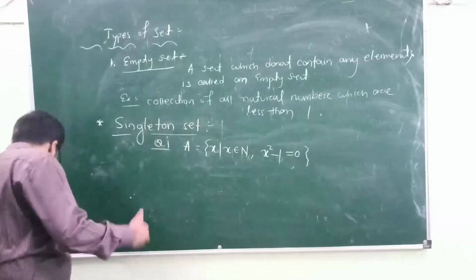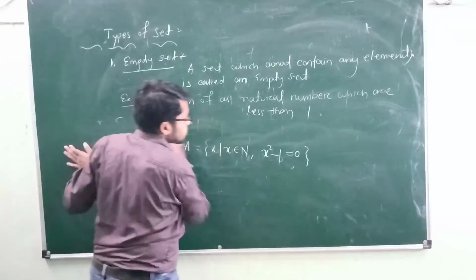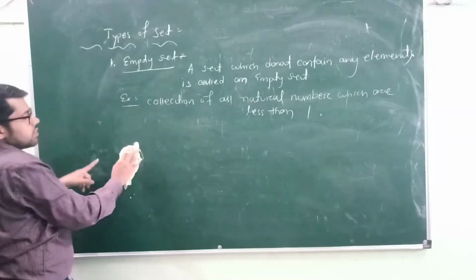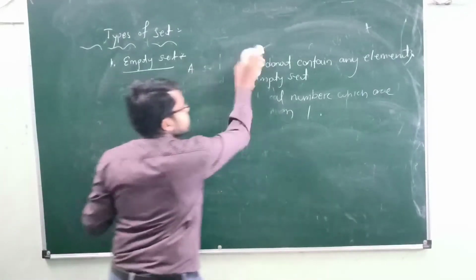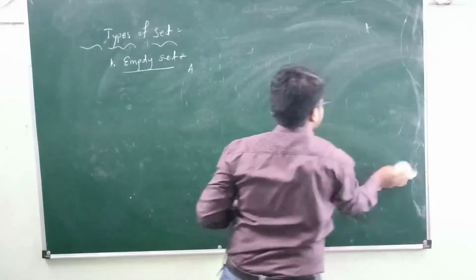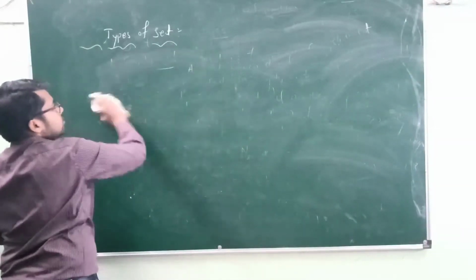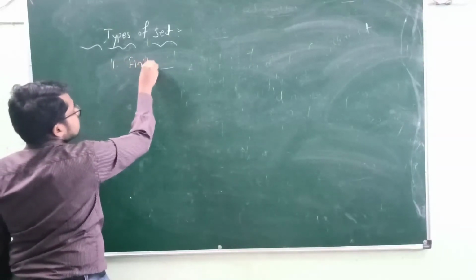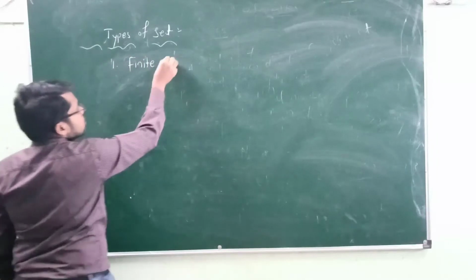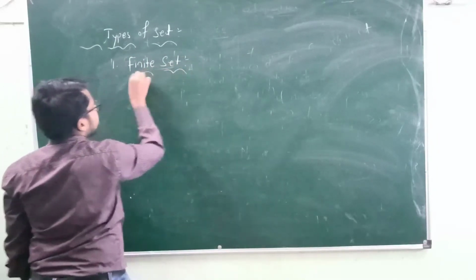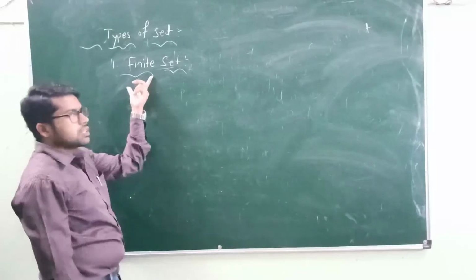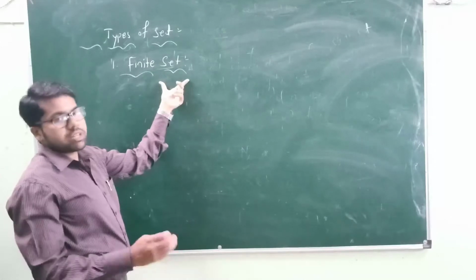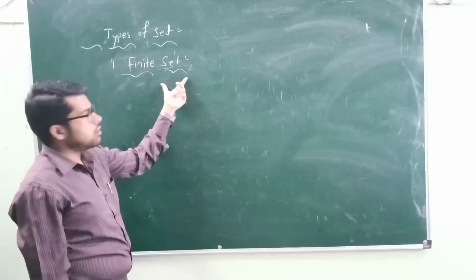Okay, next we are going to see what a finite set is. So we already learned what is empty set. Now we have learned what is singleton set. Now we are going to learn what is finite set. Okay, what is finite set? Finite means what? That which can be countable. That means a set which contains a countable number of elements. The set is called finite set.